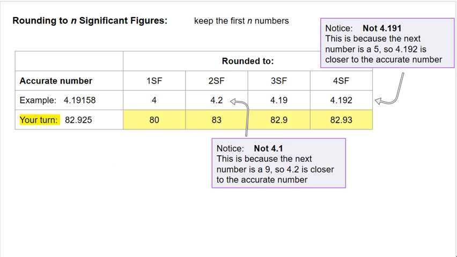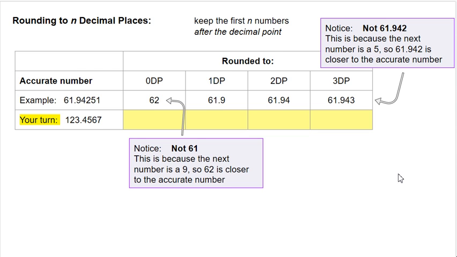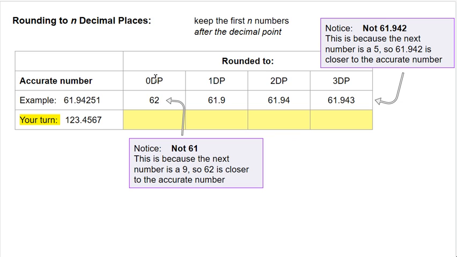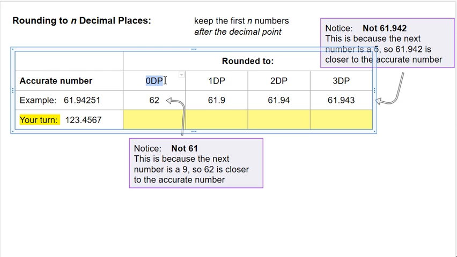We're going to look at the decimal places one. And this time, pause now and have a go. And each time we do one, I'd like you to pause and have a go first. So the first bit of information to help you, I'm going to keep the first n numbers after the decimal point. So 0 decimal places. What I'm going to do is just keep the number 61. But I noticed that actually it's 61.9, so it's going to be closer to 62. So that's where this came from.